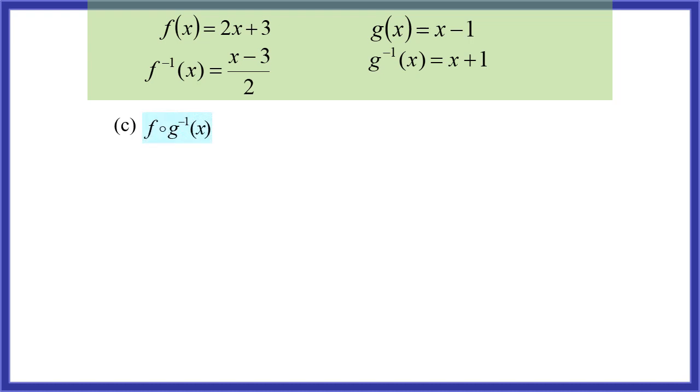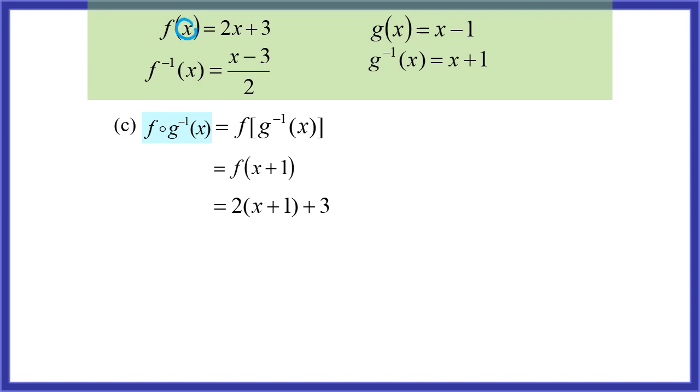We have already found f inverse and g inverse. So for question C, to find f of g inverse x means that we have function f composite with g inverse x. So now we replace the g inverse first. We found the g inverse from question B, so g inverse is equal to x plus 1. So it's f of x plus 1. And then we replace the x in fx with the x plus 1.